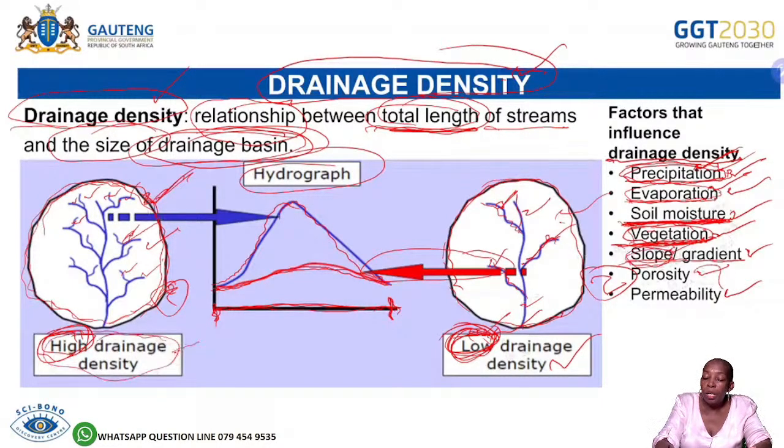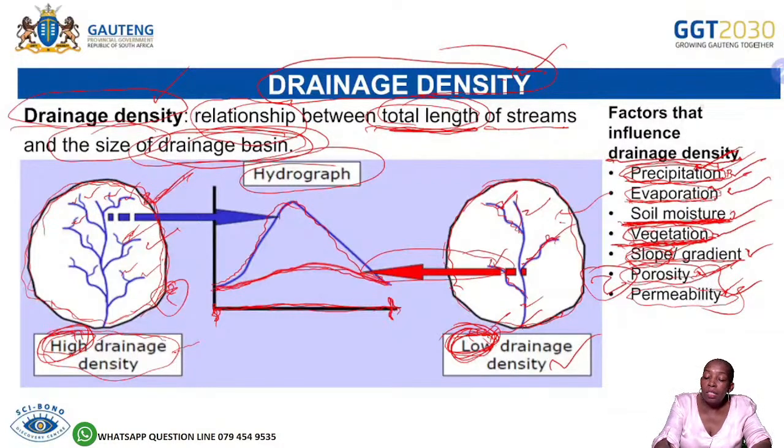Right, porosity, we're looking at the surface areas that allow water to pass through. So soils that are porous would allow more water to pass through, therefore there would be less drainage density there. However, with permeability, we're also looking at soils or rocks that are permeable, which means that more water will be passing through, and there will be less drainage density. If the surface is more permeable, then water would be infiltrating the ground surface, and there will be low drainage density.